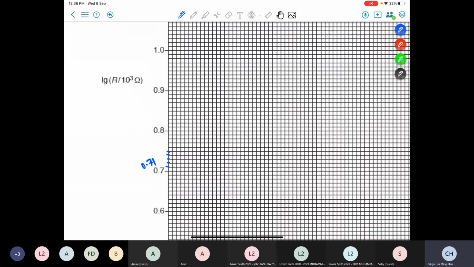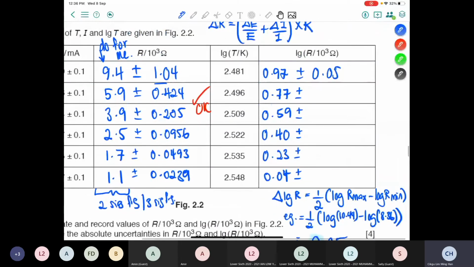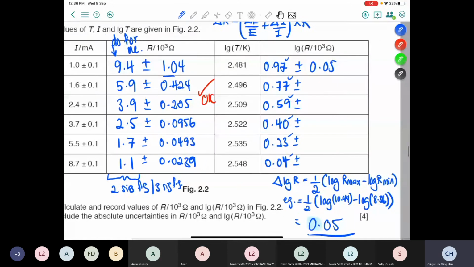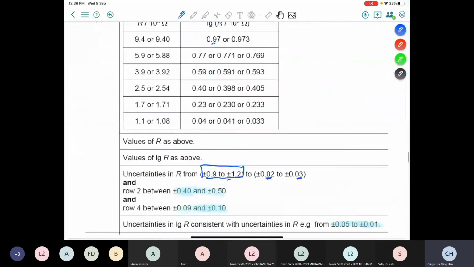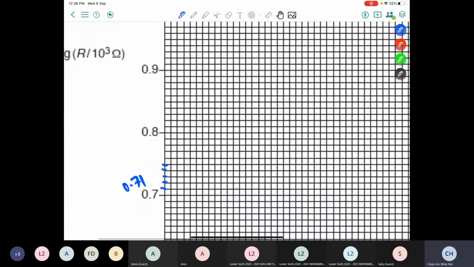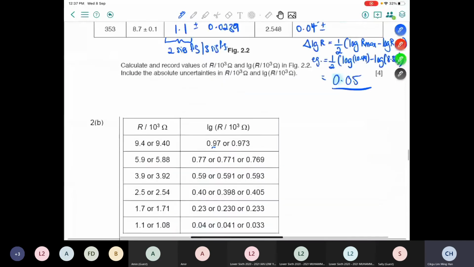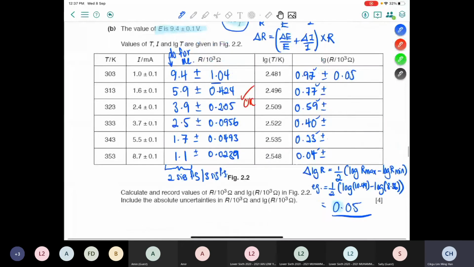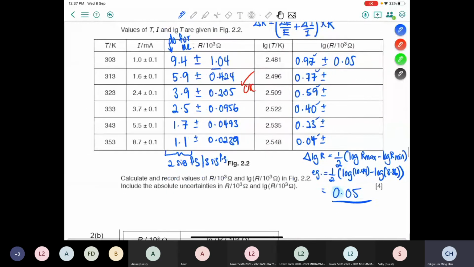So it's better we stick with 2 decimal places. Two decimal places would be just nice, easier to plot. 0.05 is so small. 0.05 is only one half of a box. Wow, so small, the error bar. So the error bar will be very, very small for this question. Alright, since we're here, let's see the answer.